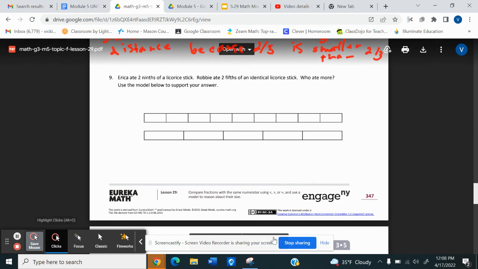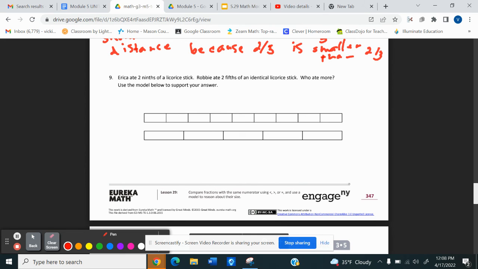Okay. Here we go. Our last one. It says Erica ate 2/9 of a licorice stick. Robbie ate 2/5 of an identical licorice stick. Who ate more? Use the model below to show your answer. All right, here we go. So we know that this is all one licorice stick, right? Okay, so this is Erica. So Erica ate 2/9. So let's fill in our 2/9.